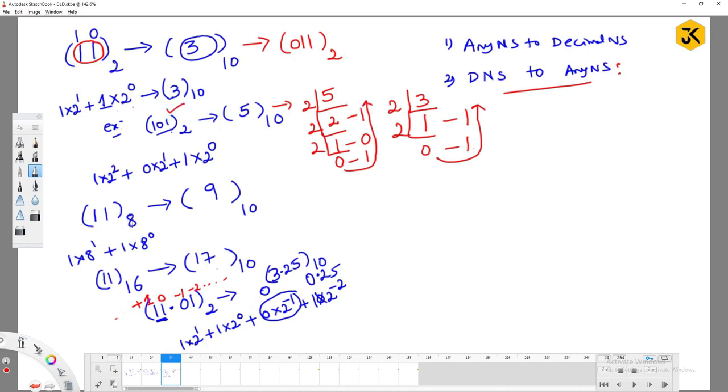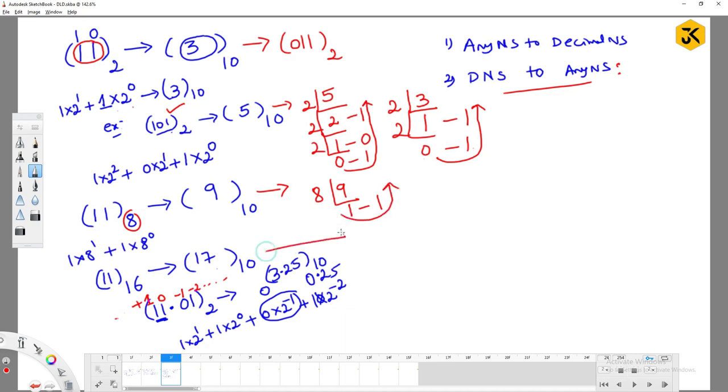Similarly, I want to convert the decimal number 9 base 10 to an octal number. So what is the destination number here? 8. So you have to divide the number 9 by the octal base 8. 8 ones are 8, remainder is 1. So we can stop here. So that is 1 1 to the base 8.